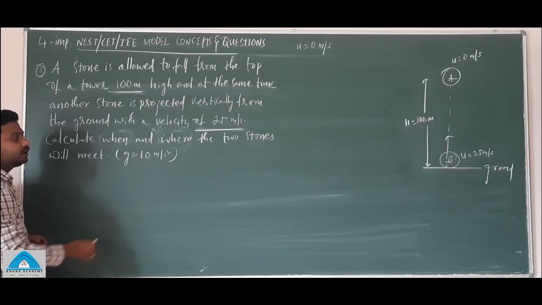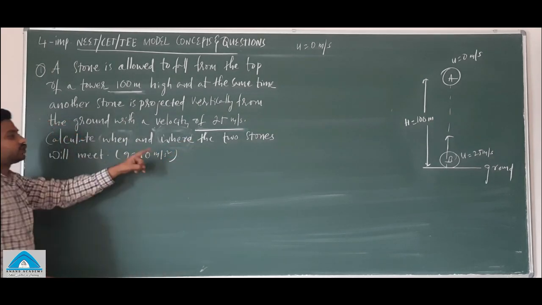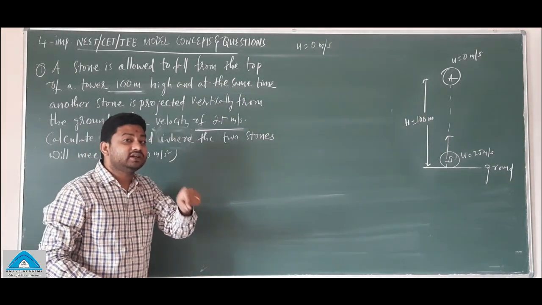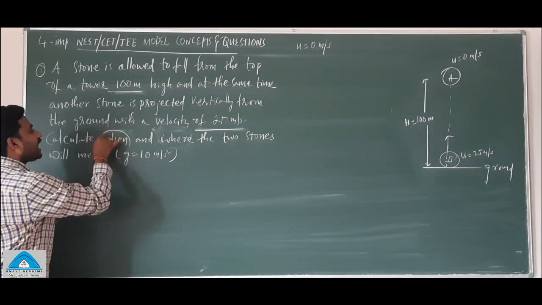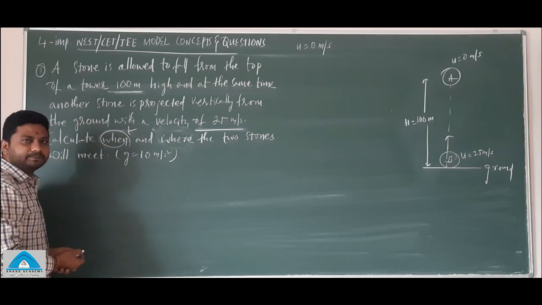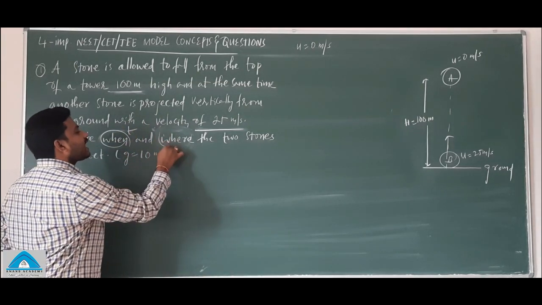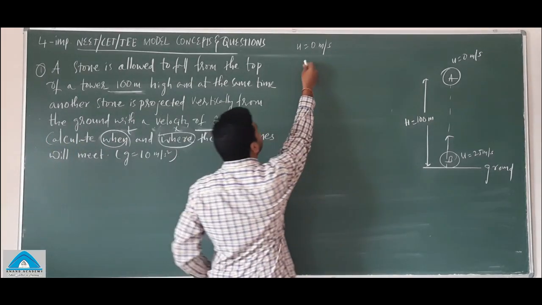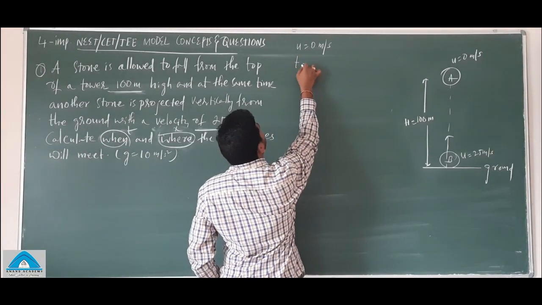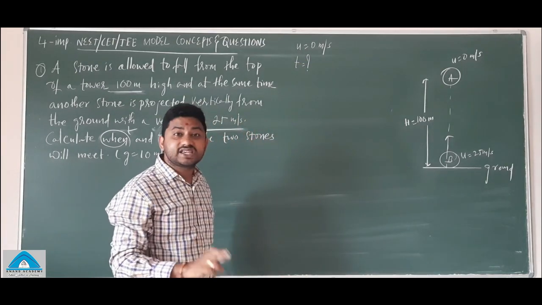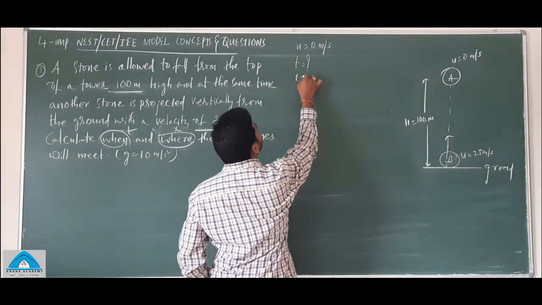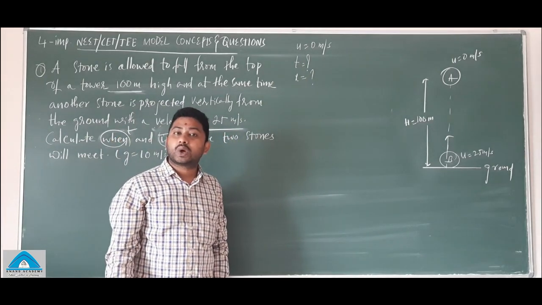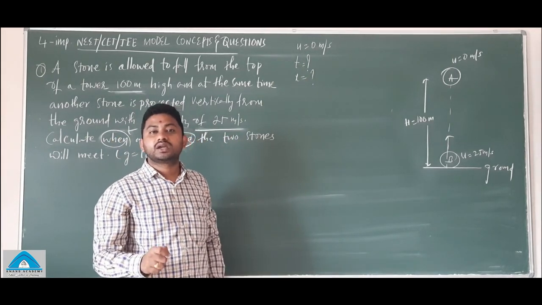Calculate when and where the two stones will meet. When means they are asking us to find the time. Where means they are asking us to find the position. So I am writing here: they are asking the time they meet each other and the position where they meet each other. Are you understanding? Clear? Listen to me carefully.